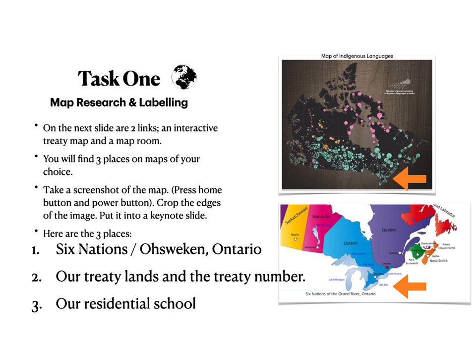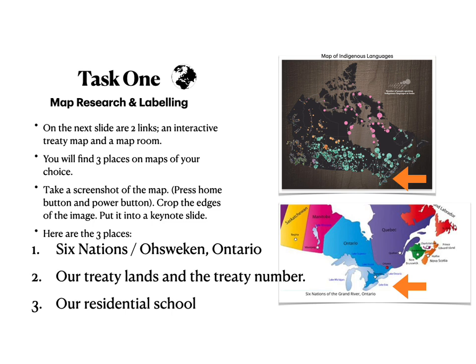On the next slide are two links, an interactive treaty map and a map room. You will find 3 places on the maps of your choice. So I just give you the links and you can choose what map you want to find the info from. Take a screenshot of the map. The way that you do that with your iPad is you press the power button and the home button at the same time. And then you can crop it. You can crop the edges so that you just have the photo you want. And you can insert it in your keynote slide. And I'll get to that on the next slide.